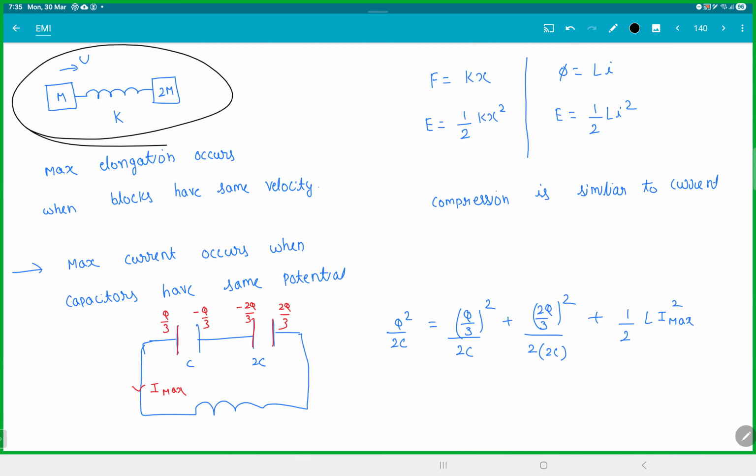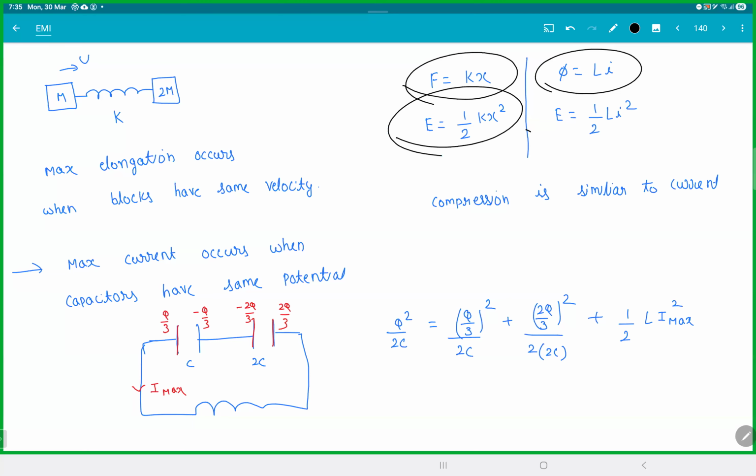Every LC circuit you can connect it to a spring block system. And you can look at the comparison here. Dekho, F is equal to Kx, flux is equal to Li. E is half Kx square, E is half Li square. So the inductance looks like spring. The compression looks like current.